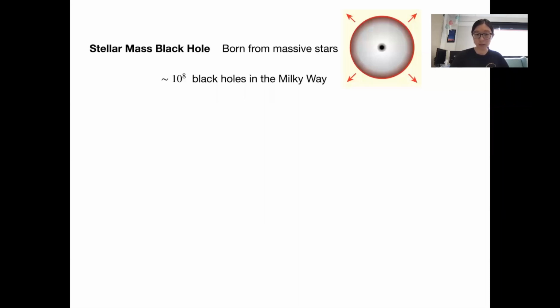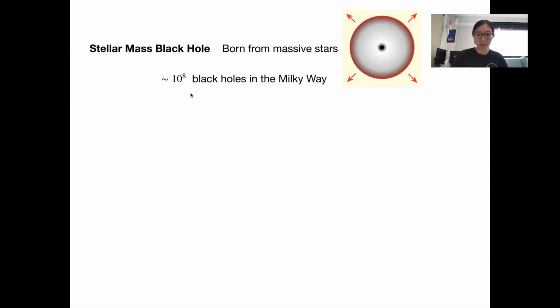Stellar mass black holes are born from massive stars. At the end of a star's life, the core will collapse into a stellar mass black hole, and the outer layers will be ejected into the interstellar medium. Because massive stars live fast and die young, people have estimated that roughly 10^8 black holes should exist in the Milky Way. However, because black holes don't emit light, it's very hard for us to know about their existence.